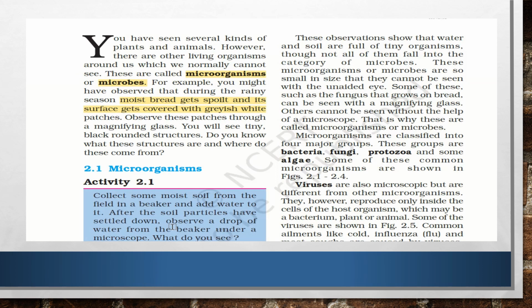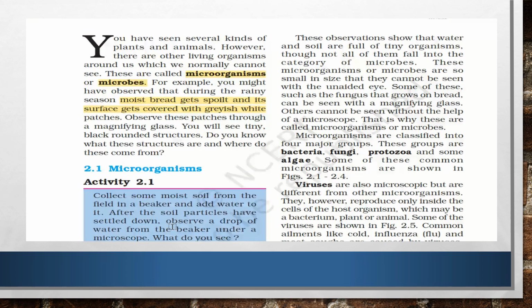In higher classes, you will be studying about these microorganisms in detail in a branch of science called microbiology, and the scientists dealing with this are called microbiologists. Is it clear to everyone? Now we will go into a bit more detail about these microorganisms.